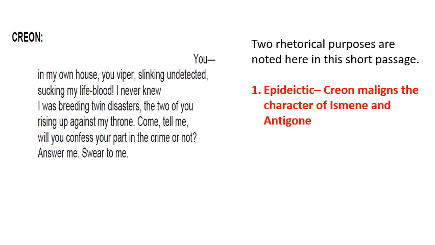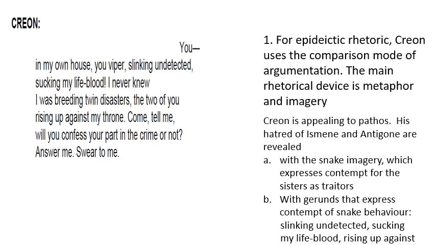So the first, well, there are two rhetorical purposes. I'll describe the first one first, of course. Epideictic rhetoric is being used. Creon maligns the character of Ismene and Antigone. I think that's clear to see. The image of the viper and the verbs to support the actions and the characteristics of what a viper does. So for epideictic rhetoric, Creon uses the comparison mode of argumentation. The main rhetorical device is metaphor and imagery and diction, of course.